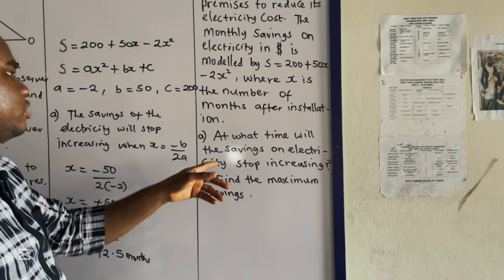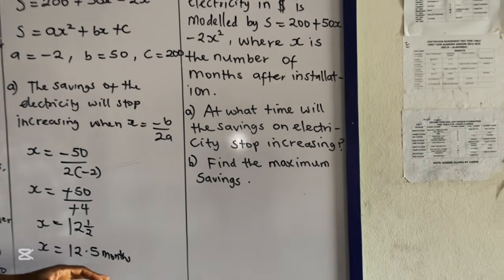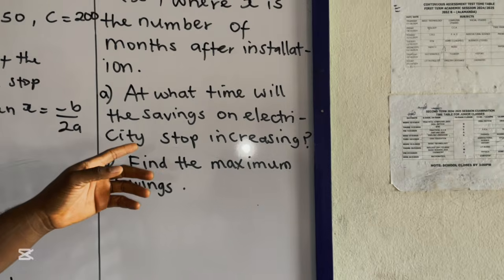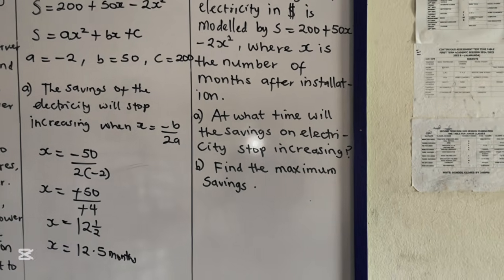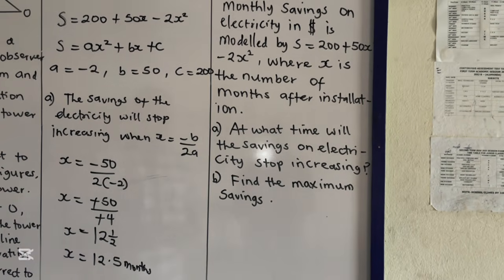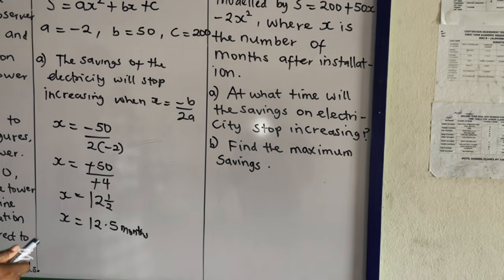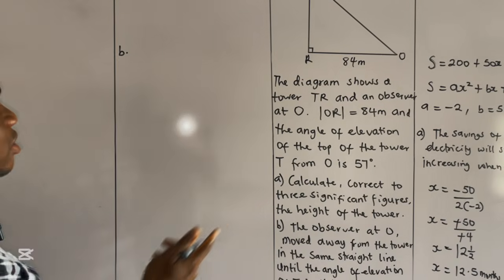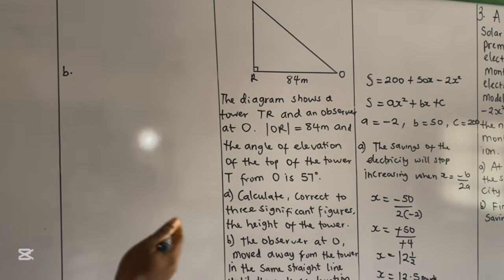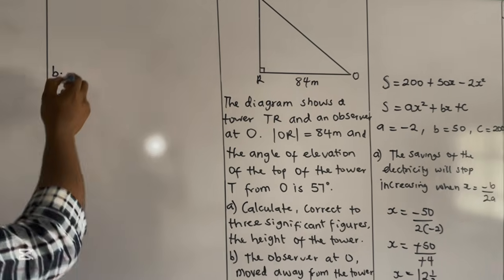So it will be after 12.5 months that the saving on electricity will stop increasing. Alright, now let's go to the second part of the question. For the second question, we have to find the maximum savings.